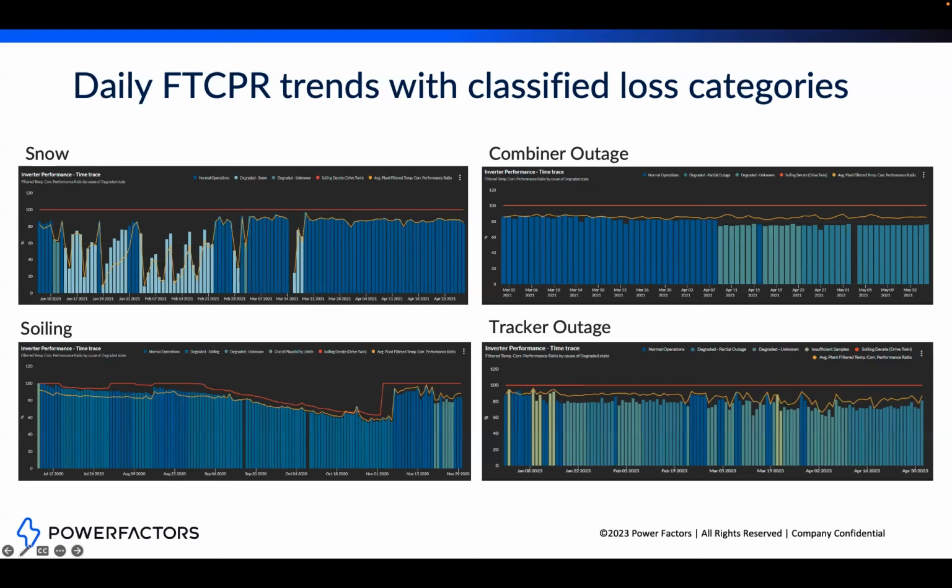Because tracker and combiner outages can be difficult to separate using just FTCPR, we have additional KPIs based on the shape of combiner data that can help separate the two. And so the shape of combiner data is compared to different clear sky profiles to determine if the combiner is on a stalled tracker.